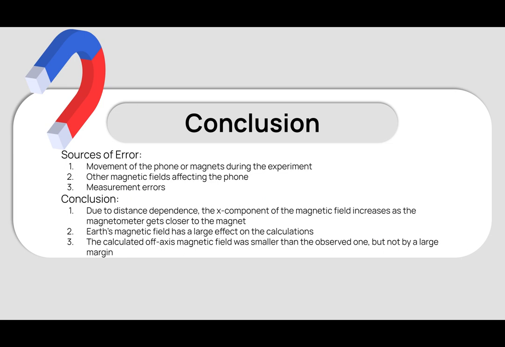Earth's magnetic field has a large effect on the calculations, and the calculated off-axis magnetic field was smaller than the observed one, but not by a large margin, which means the experiment was completed almost to perfection.